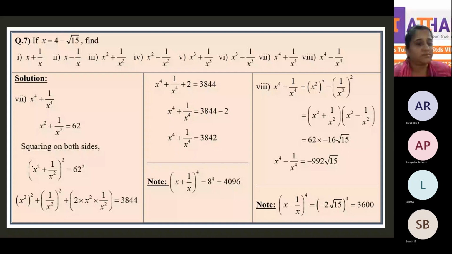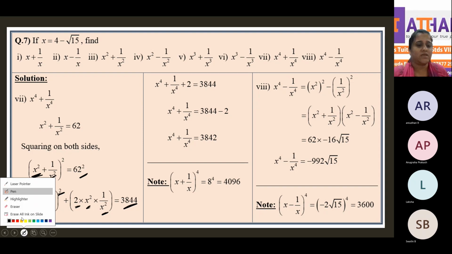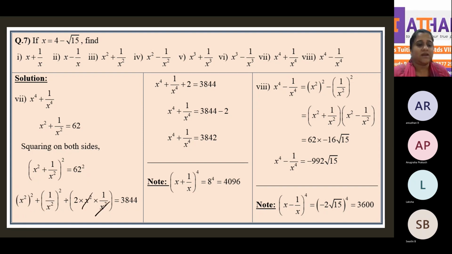X squared plus 1 by x squared is equal to 62. Square this on both the sides. When you square this, it is like a plus b the whole square: a squared plus b squared plus 2ab, plus 2 into a into b, is equal to 62 squared. That's all, same thing. Then you transpose, this will get cancelled and plus 2 will come to the other side and you'll find it.